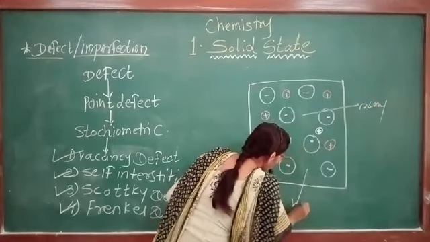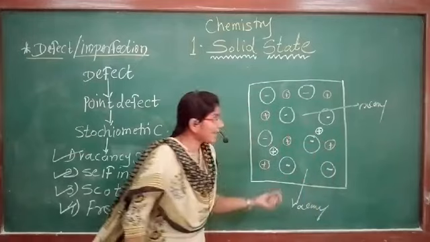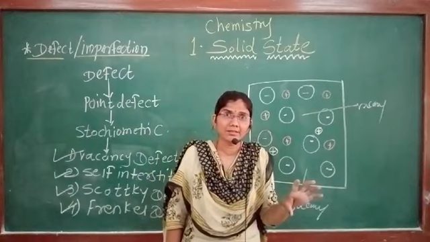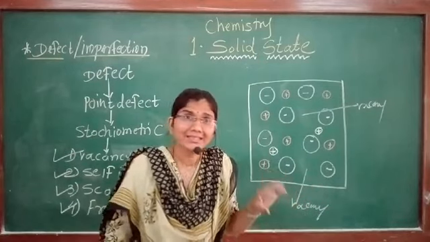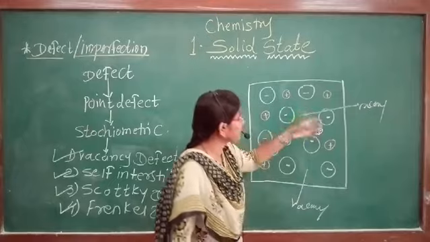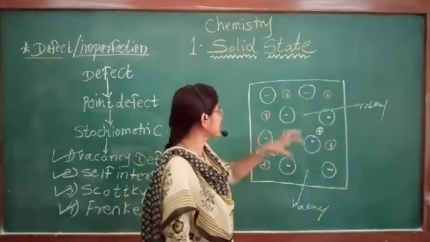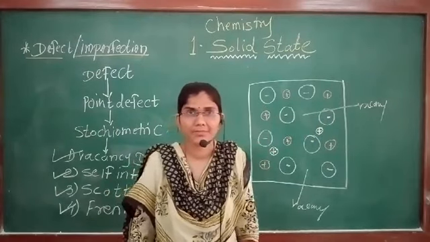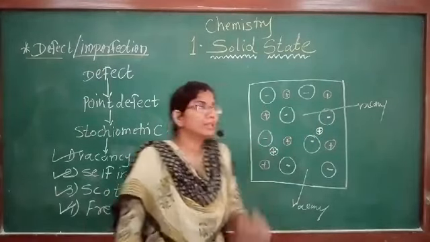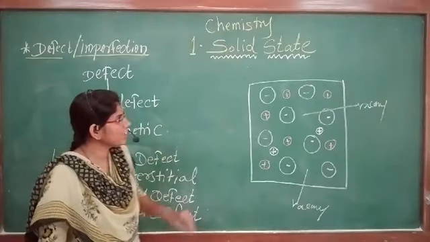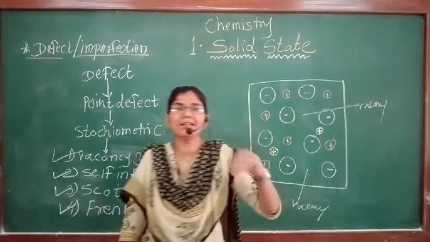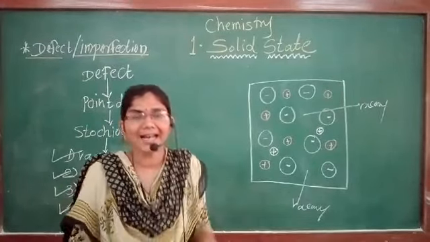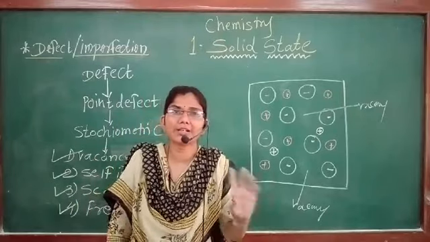Here the vacancy is produced, and there is no missing of the cation. There is no absence of the cation. The vacancy is produced due to the cation, but the cation in this crystal structure goes into the interstitial site, and therefore the Frankel defect is the combination of vacancy and self-interstitial defect.